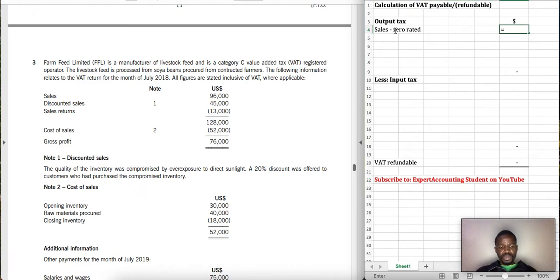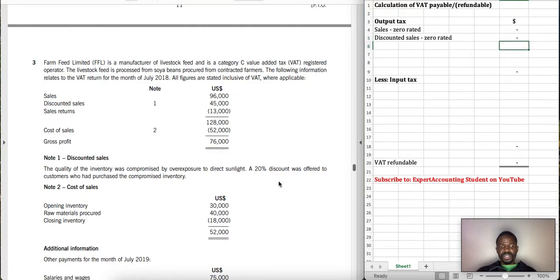You have to know the difference between zero rated, standard rated, and exempt. Zero rated means the sales attract VAT at 0%. Standard rated, they attract VAT at 14.5%. And exempt sales do not attract VAT. The second item that we are given there is discounted sales. Whether discounted or not, they are all zero rated in this instance of Farm Feed.